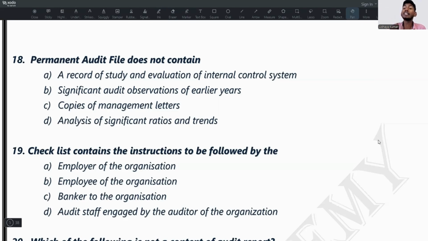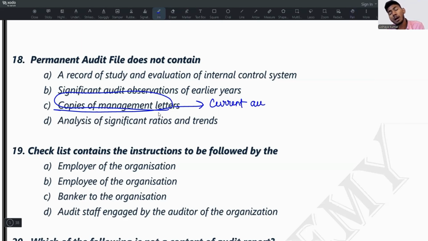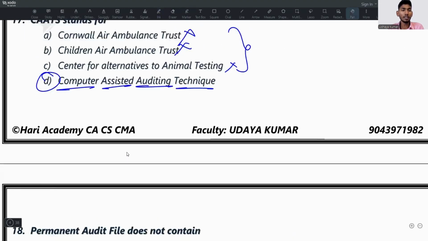Here it is asked what does not contain. So copies of management letters come under what? Current audit file. But the remaining all come under what? Permanent audit file. So he is asking which does not belong in the permanent audit file, which is nothing but copies of management letters. Okay. So moving to the next question.